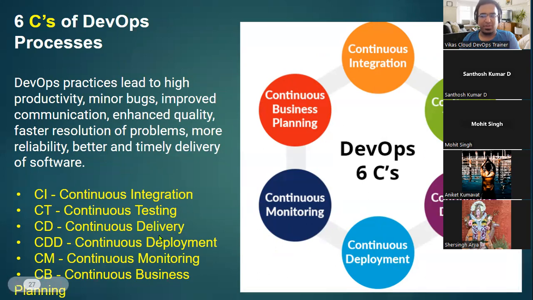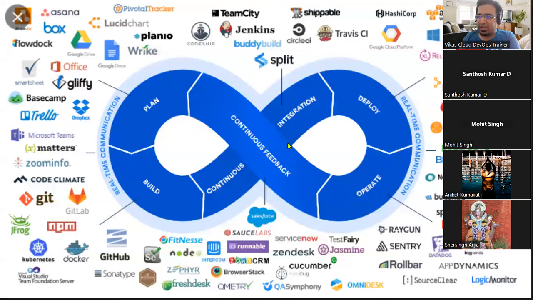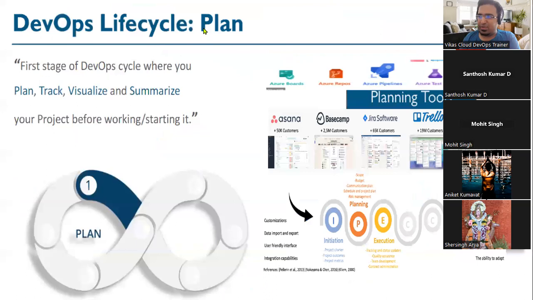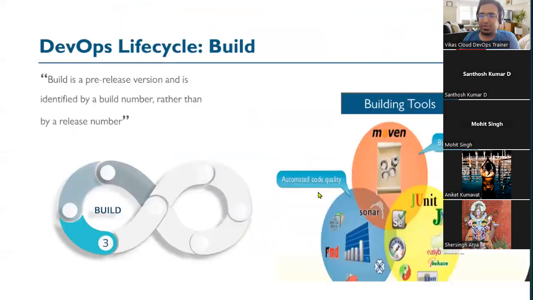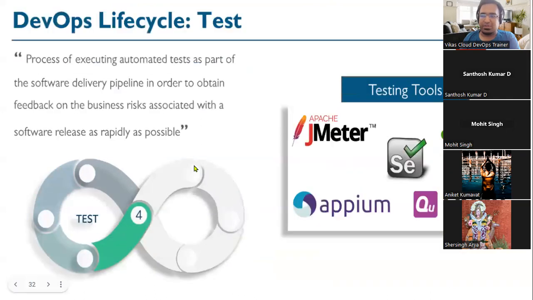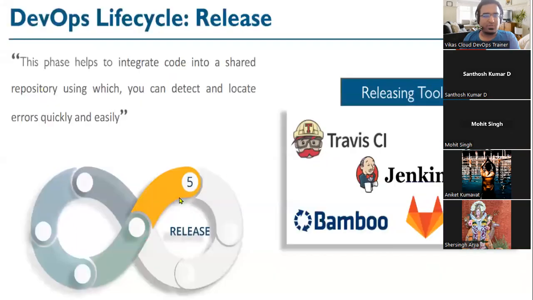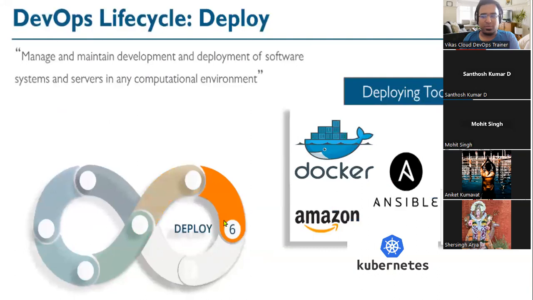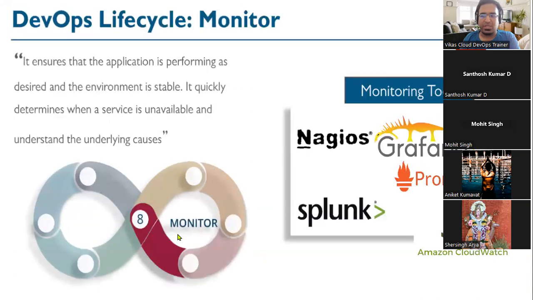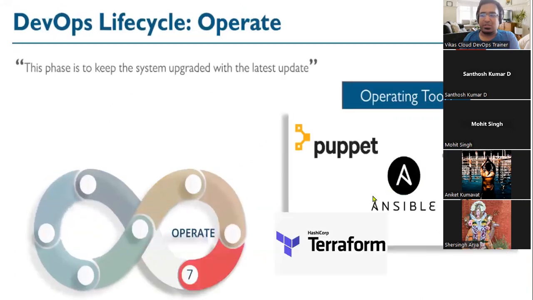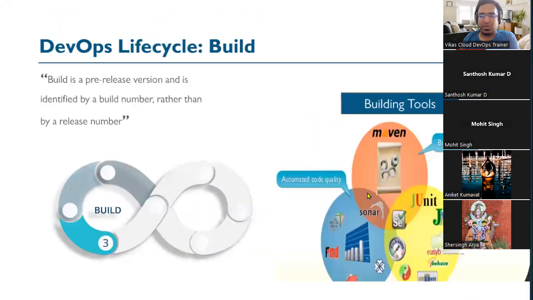What is continuous delivery, deployment, monitoring, business? I will explain all these things. In place of all these tools, which tool do we have to use, and in which phase? I will explain the planning phase, the coding phase, the building phase, the testing phase, the release phase, the deploy phase, the operate phase, and the monitoring phase. All these things we have to learn in DevOps.